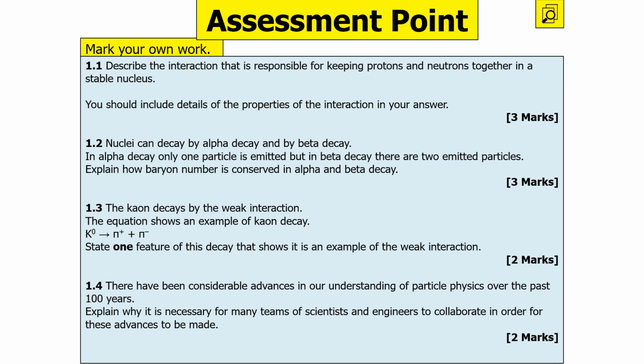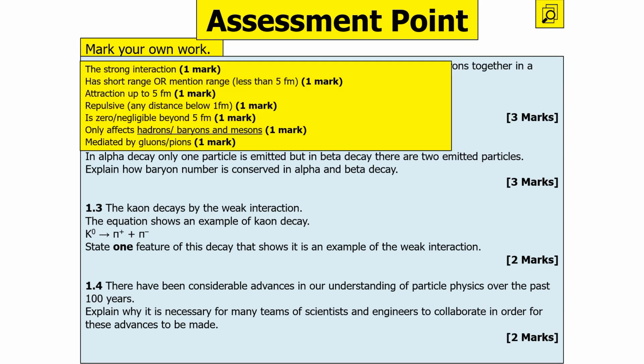Right, in this first one, it's due to the strong interaction. That's a fact you've got to remember. Now, it's got a short range, or it's got attraction up to 5 femtometers. It's got repulsion up to about a distance of 1 femtometer or below, and it's negligible beyond 5 femtometers. The strong interaction only affects hadrons, or baryons and mesons, or things made from quarks, and is mediated by the pion or the gluon exchange particle.